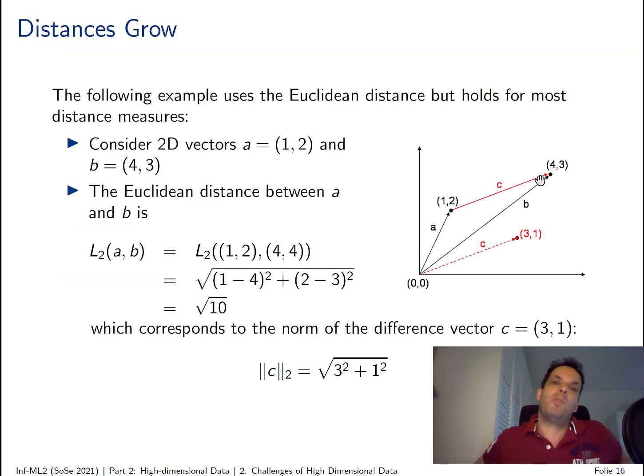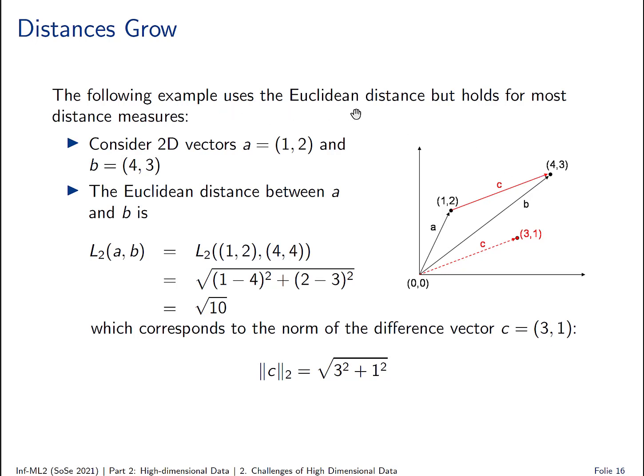Yeah, so what's the problem with distances that grow? Well, as I just said, if we have more features, which means we have more to sum up, for example in the Euclidean distance, then of course we get higher values. So here's an example for that.